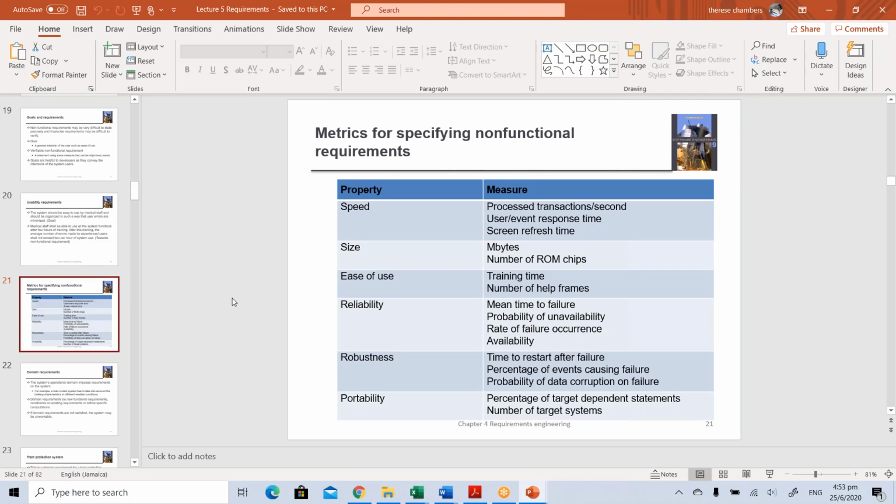Here, when we speak about the metrics for specifying non-functional requirements, you have your speed, size, ease of use, reliability, robustness, portability. So these are all that we spoke about before. Maybe not in as much detail, but I'm expecting you to read through this document. One that we did not talk about, though, was ease of use.